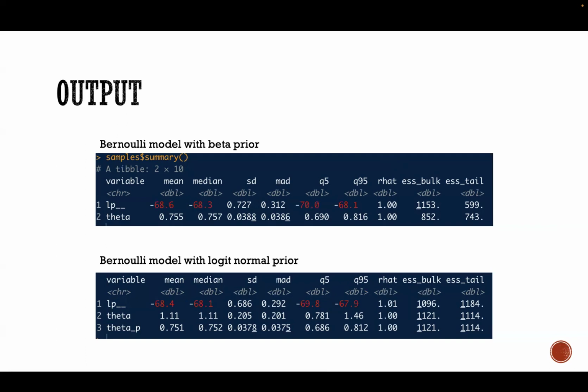We have theta, which you know, right? It's 0.755. It gives us the median, the standard deviation, the mean absolute deviation, maximum absolute deviation, I can't remember. It's like a measure of variance which is not swayed as much by outliers. The 5th percentile, 95th percentile, and then some stuff that you don't know yet, which we're going to cover, but let's do one thing at a time. And then it gives you a log probability.